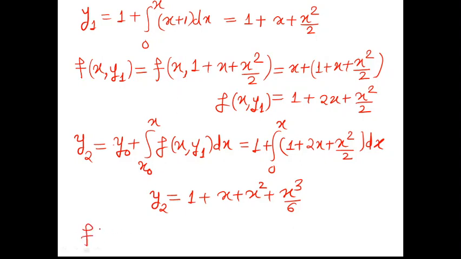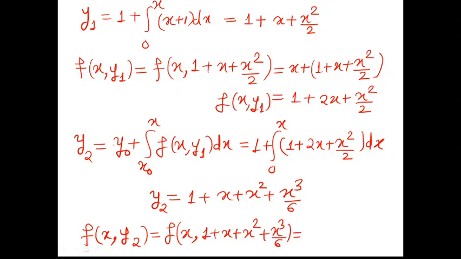So before y3, let's find out the value of the function at x, y2. It will be f of x, y2, where y2 is 1 plus x square plus x cube by 6, and as f of x,y is nothing but x plus y, these two will get added. So that is equal to 1 plus 2x plus x square plus x cube by 6. This I will use in the third approximation.